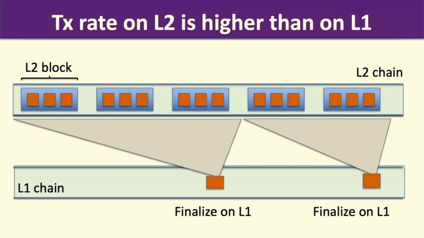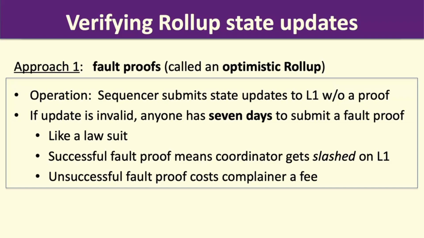The key goal of a rollup is, again, the idea that the transaction rate on the L2 is higher than on the L1. But it's not so simple, right? So how do we verify that the rollup is doing its job? This is what we just saw. We saw one approach, which is these fault proofs, or optimistic rollups, where the sequencer or the coordinator claims that it did its job correctly, and then we engage in something very similar to a legal process, a lawsuit.